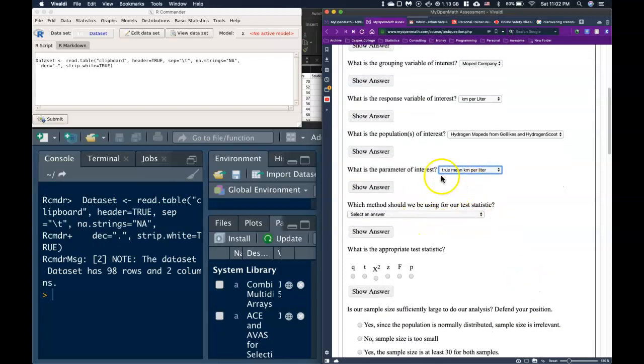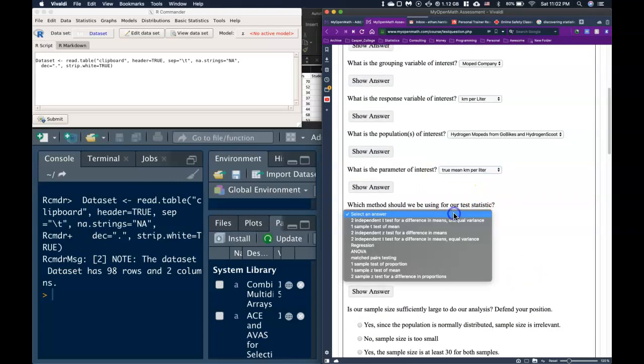And the method that we should be using for our test statistic, well, we've got a couple of options, right? We can do a two independent t-test for a difference in means with equal variance, or a two independent t-test for a difference in means with unequal variance. Those are our two real options. Some of the other ones we've done, but they don't really apply since we're dealing with two groups. We're trying to compare them and see if they can have equal means or not.